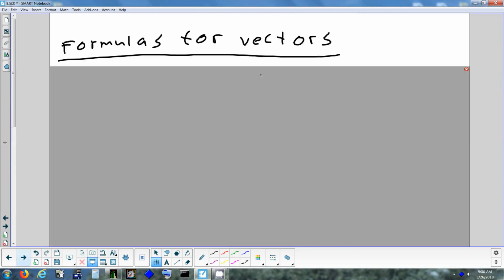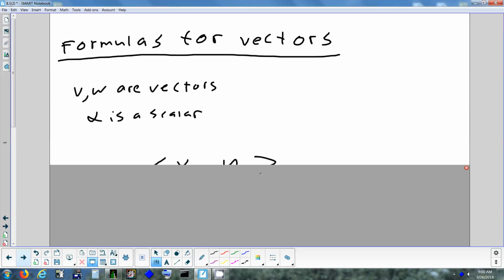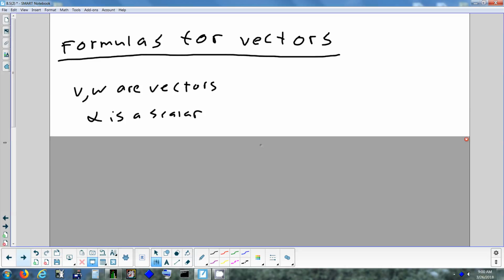All right. So let's look at some formulas for adding, subtracting, scaling, and finding the magnitude. A lot of those we've already done visually, especially adding, subtracting, and scaling. But now we're just going to do it with numbers. So for what I'm about to write on the board, v and w represent vectors, and alpha is a scalar. Remember, a scalar is just a number in front of a vector, like 5w. 5 is a scalar.